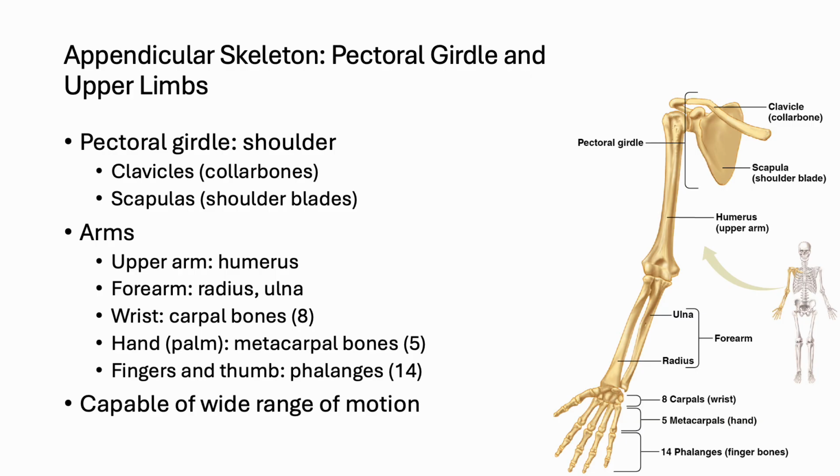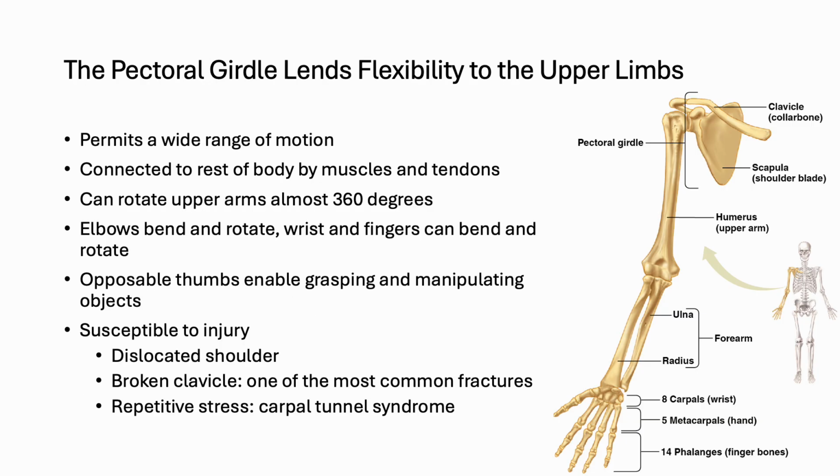The wrist contains 8 small carpal bones, the hand contains 5 metacarpal bones, and the fingers and thumbs together have 14 phalanges. This arrangement permits incredible dexterity, allowing the hands to grip, manipulate, and perform delicate tasks, while also being capable of powerful movements required for lifting and pushing.